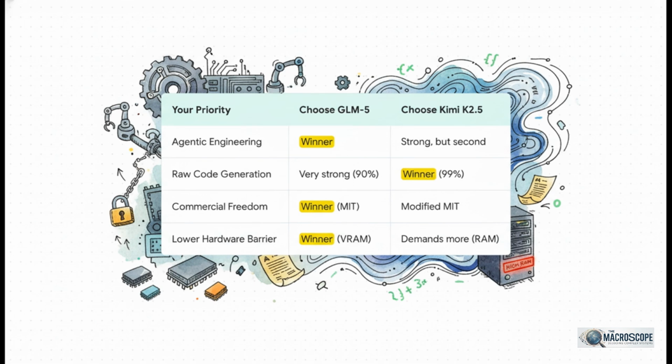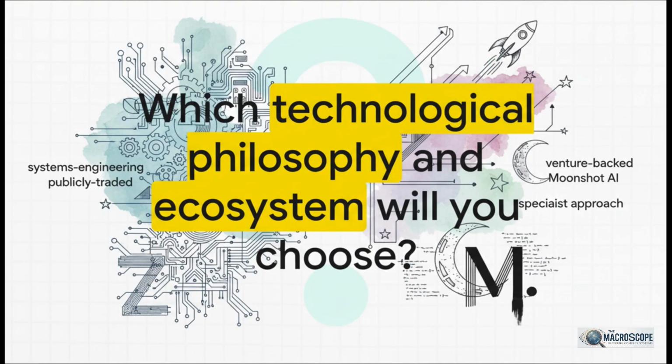If you want maximum commercial freedom, no strings, no worries, then GLM 5's pure MIT license wins. And kind of surprisingly, even though it's a massive model, GLM 5 actually has a relatively lower hardware barrier, especially on the RAM side, and that could easily be the final deciding factor for a lot of people. But you know, at the end of the day, picking between GLM 5 and Kimi K2.5 is about more than just specs on a page.